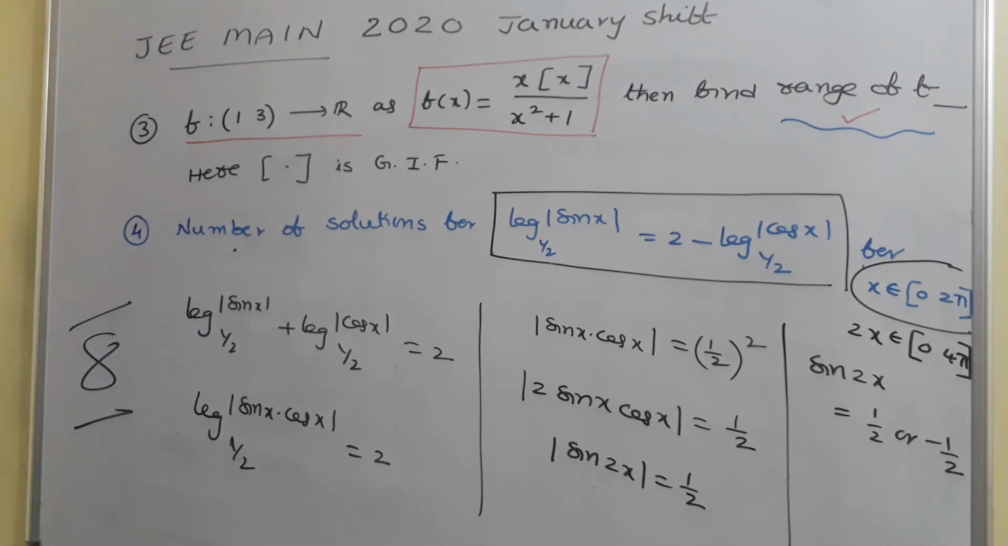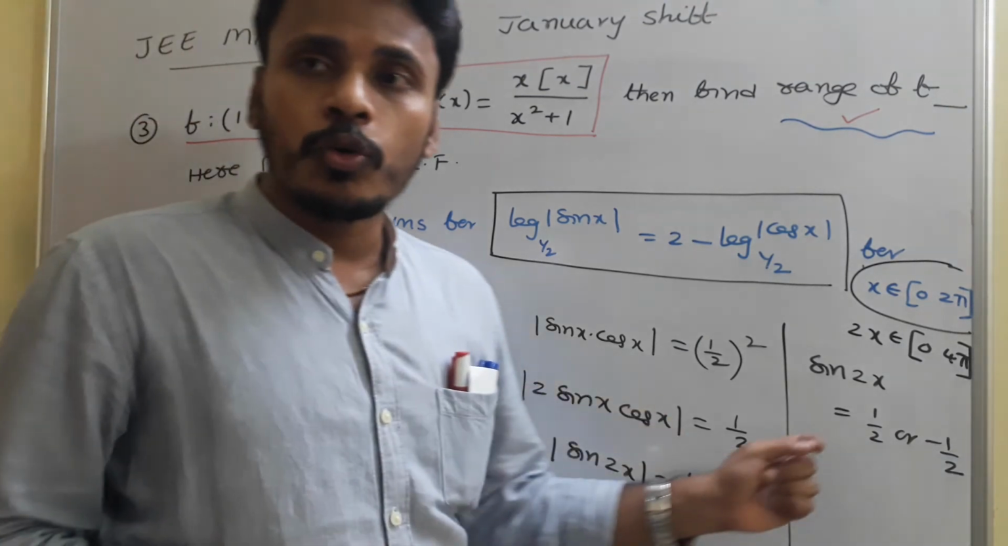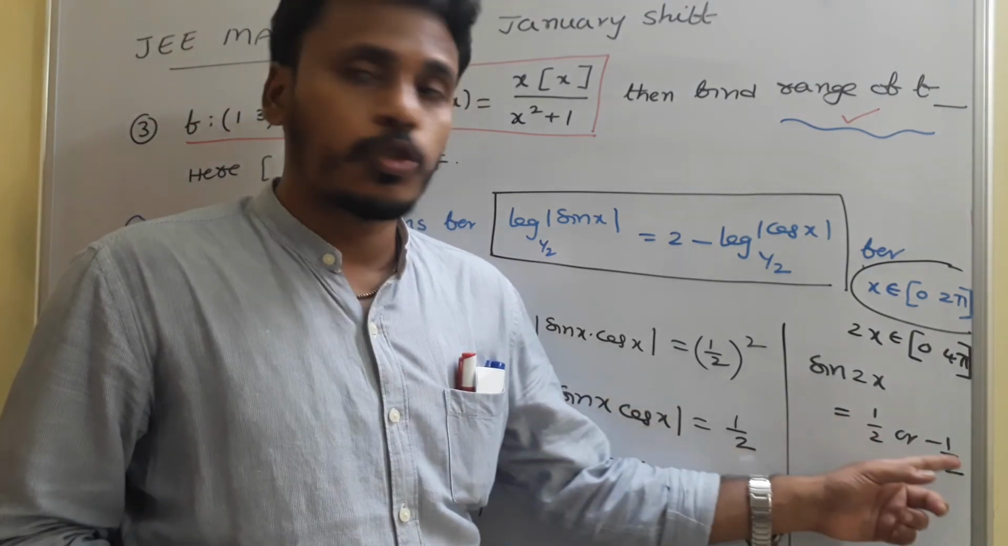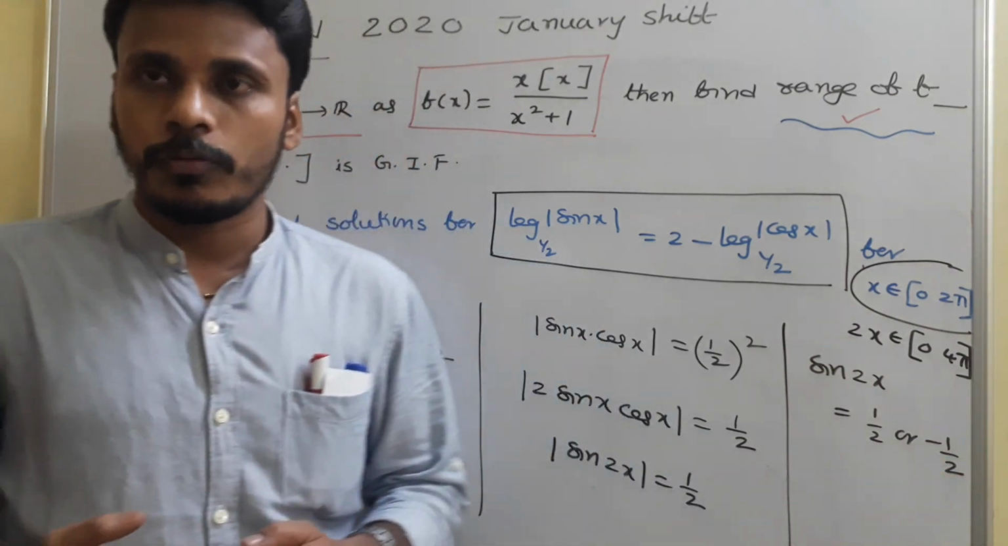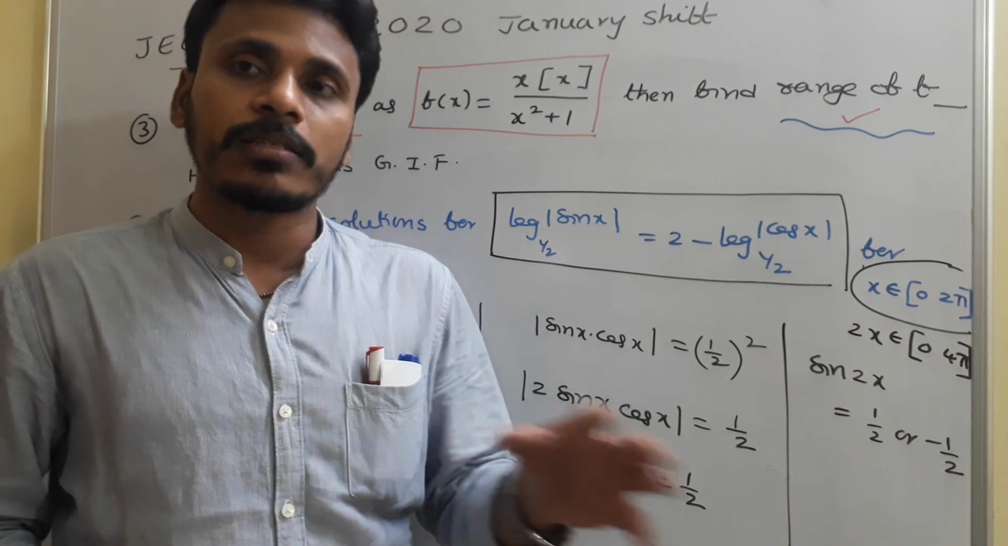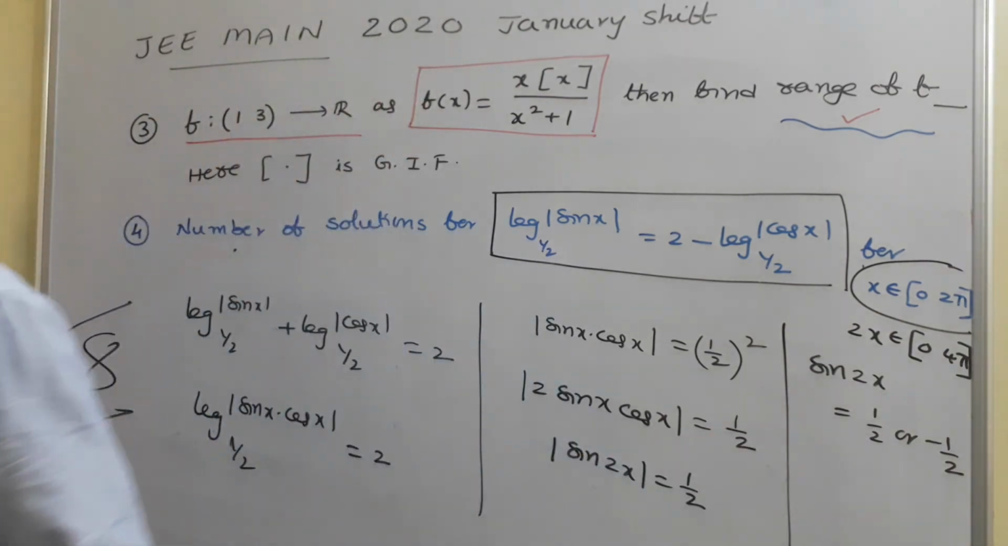Okay. So, while deciding the number of solutions for the sin 2x is equals to 1 by 2 or minus 1 by 2, see, usually we may use graph also. And that's why sometimes we may consider the problem under functions. Okay. Just have a look. So these are the questions from JEE Main 2020 January shift questions from the functions. Okay. Right.